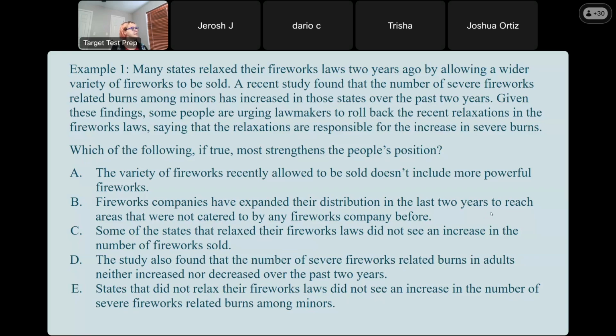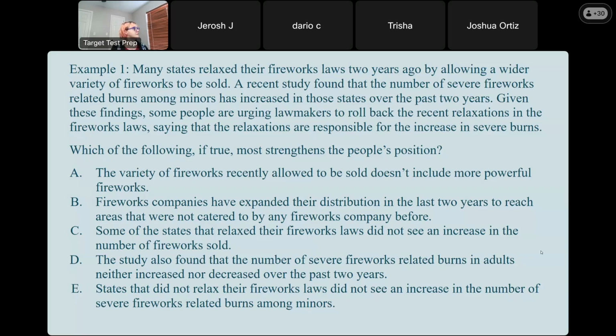The fireworks companies have expanded their distribution in the last 2 years to reach areas that were not catered to by any fireworks company before. That is interesting. So I would say that that's a tempting answer, except the relationship isn't clear enough, because we don't know where they are expanding. Are they getting more sales? That isn't clear. So that one's not terrible, but I don't like how vague the effect it has on the argument is.